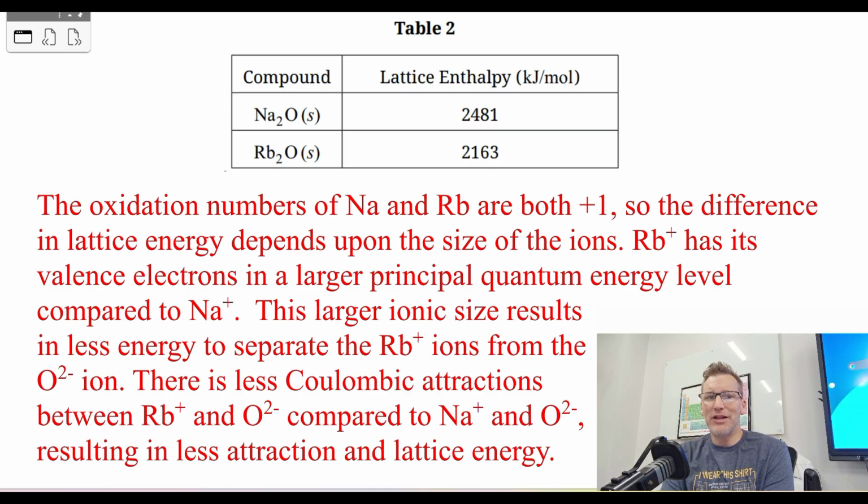So the difference in the lattice energy depends on the size of the ions. The rubidium +1 has its valence electrons in a larger principal quantum energy level compared to the Na +1. This larger ionic size results in less attraction to the oxygen ion, less energy to separate these ions from each other. There's less Coulombic attraction between the rubidium and the oxygen compared to the sodium and the oxygen. And so that results in less attraction and a lower lattice energy.